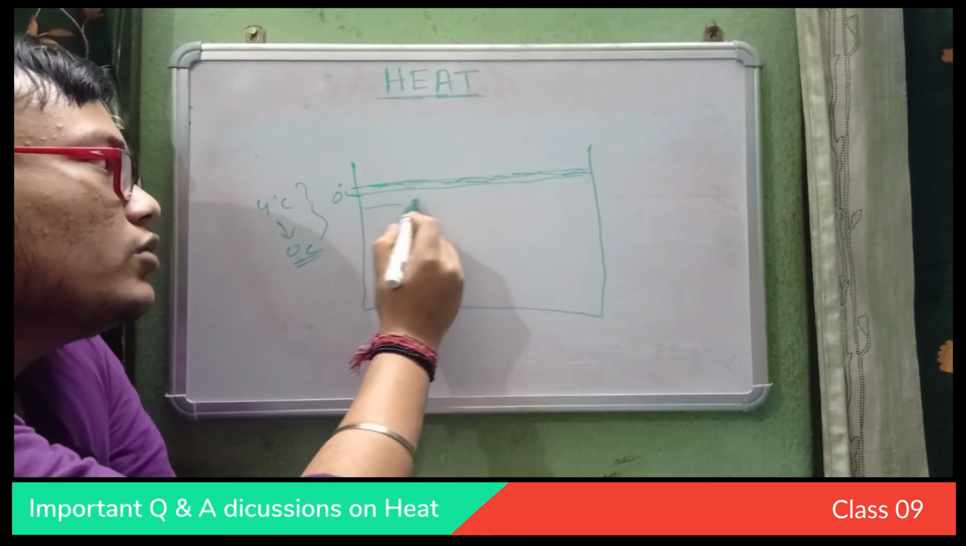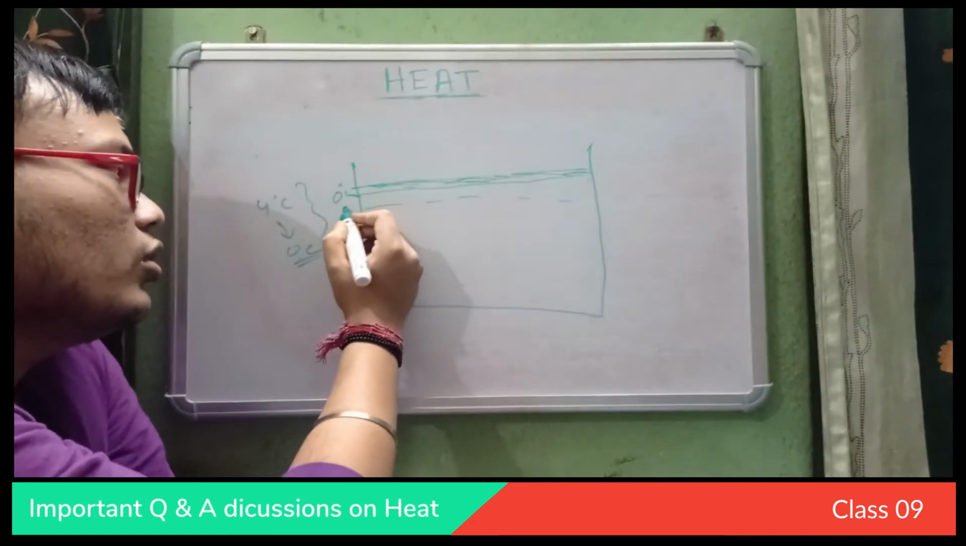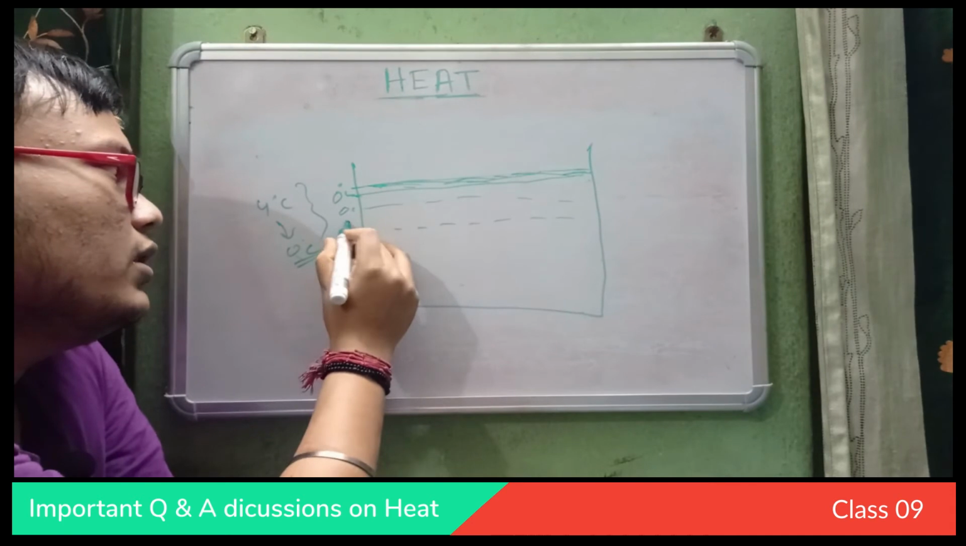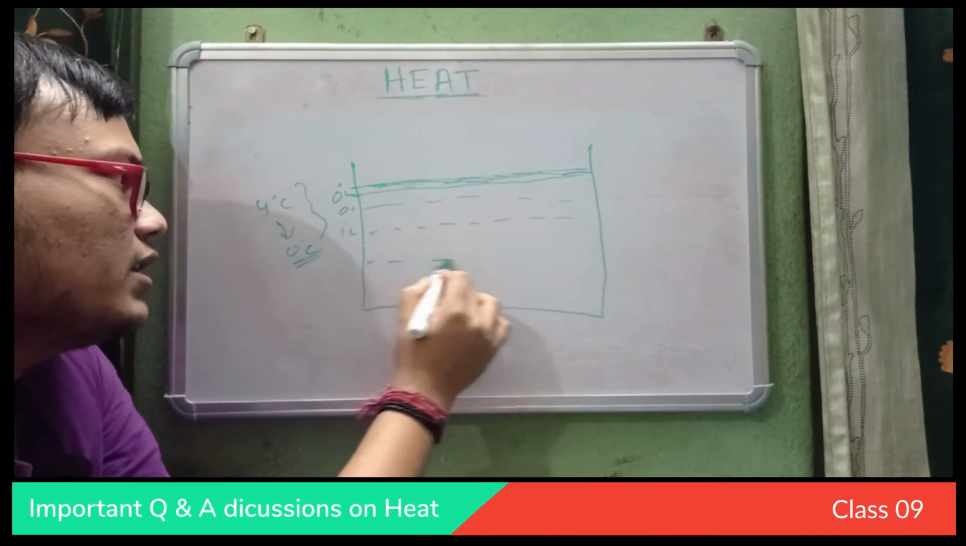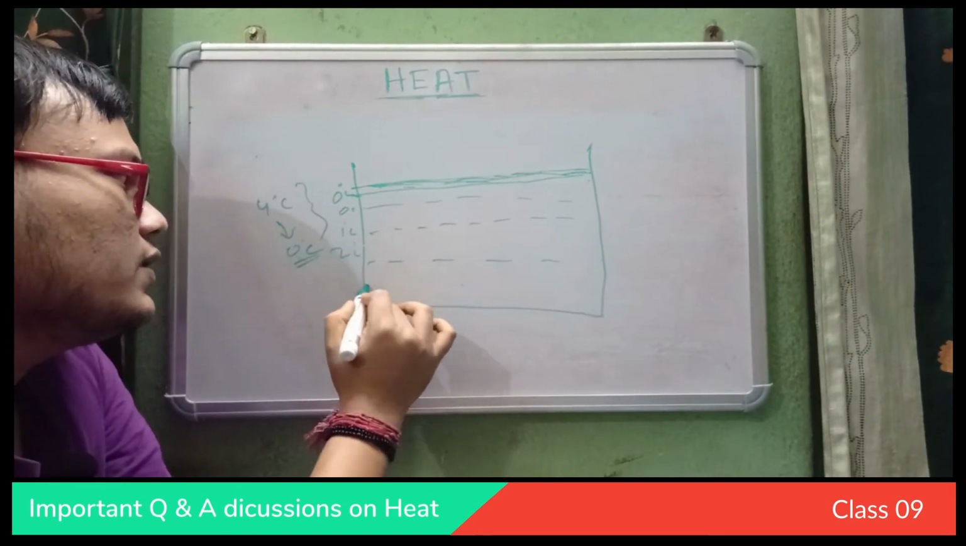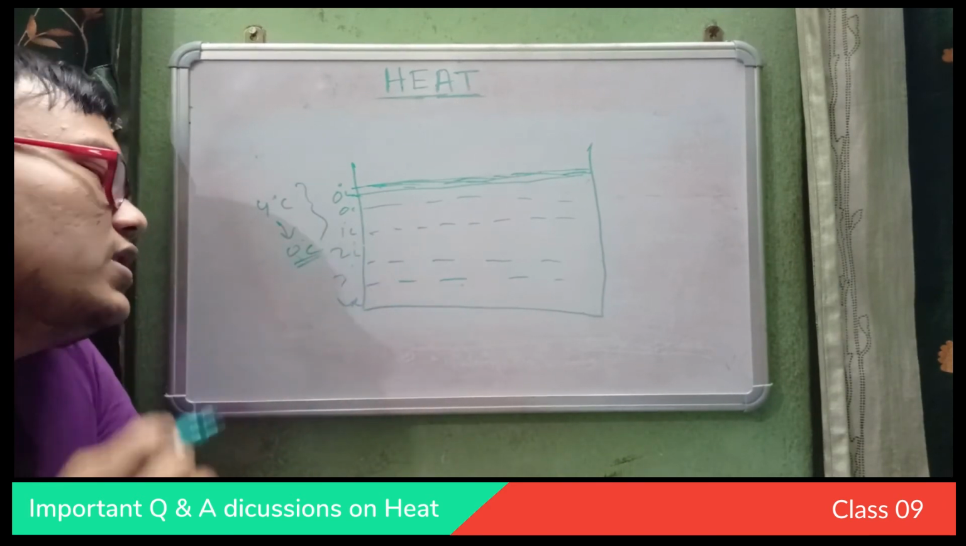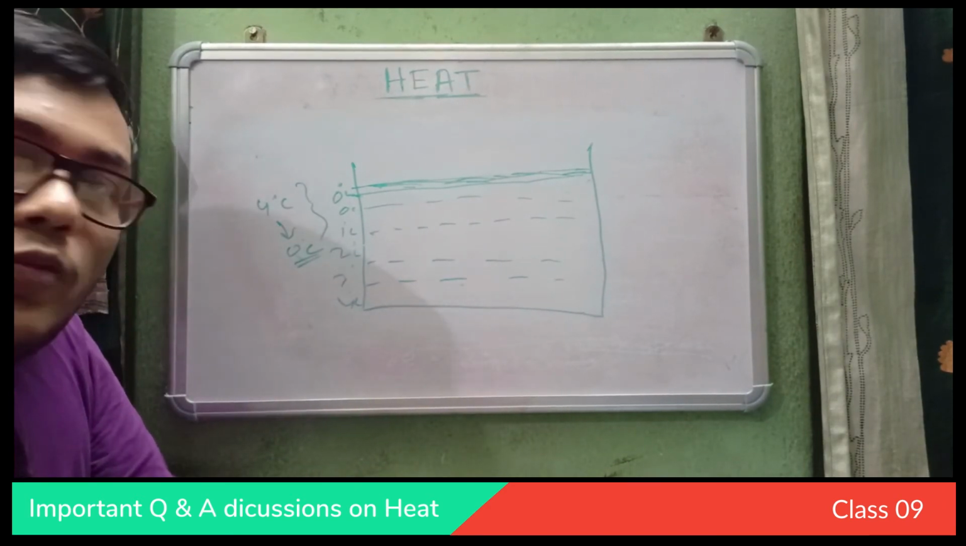So eventually the water in contact with the ice is also at 0. If we move down further, the temperature will slightly increase. It will be 2 degrees Celsius, 3 degrees Celsius, and eventually it will be at 4 degrees Celsius. So this is the whole procedure.